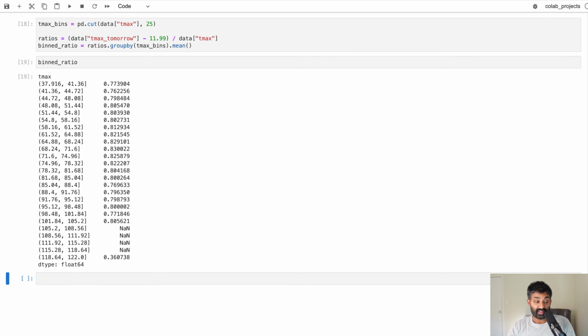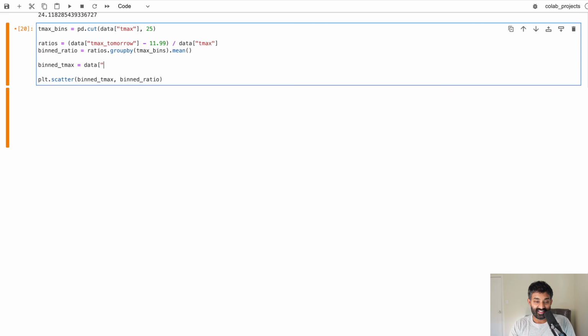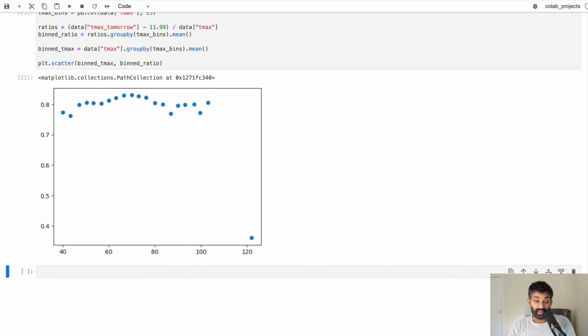And we can actually plot this out so you can get an easier look at it. It's not easy to look at a table of values. So plot bin Tmax versus our binned ratio. Calculate bin Tmax, data Tmax.groupBy Tmax_bins.mean. So we're just finding essentially the center point of each bin, and then we're plotting them. All right, so we can see that it's not a constant ratio, right? It's not like, hey, we always take Tmax and multiply it by some number to get Tmax tomorrow. Instead, the number you have to multiply Tmax with changes as Tmax changes.